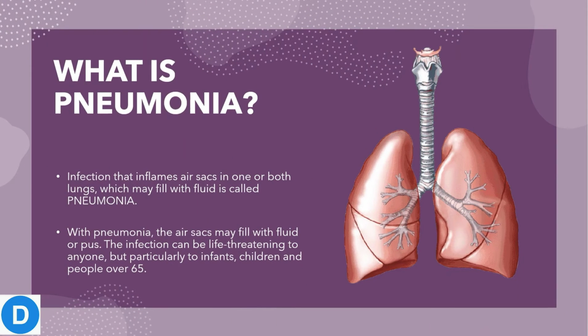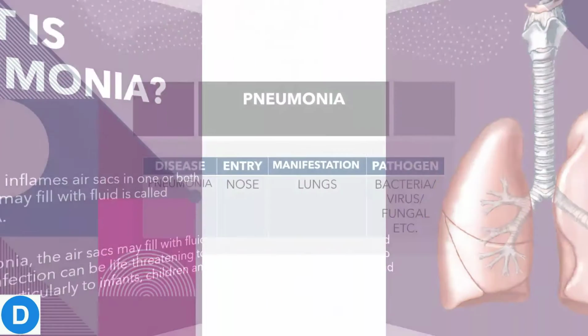What is pneumonia? An infection that inflames the air sacs in one or both lungs, which may be filled with fluid, is called pneumonia. With pneumonia, the air sacs may be filled with fluid or pus. The infection can be life-threatening to anyone, but particularly to infants, children and people over 65.